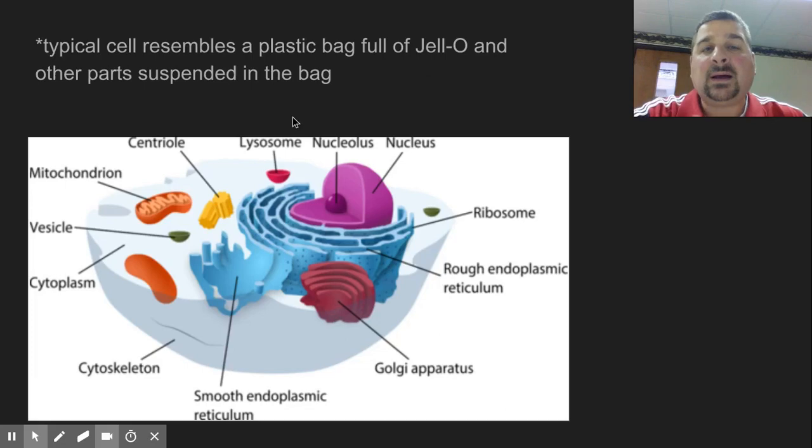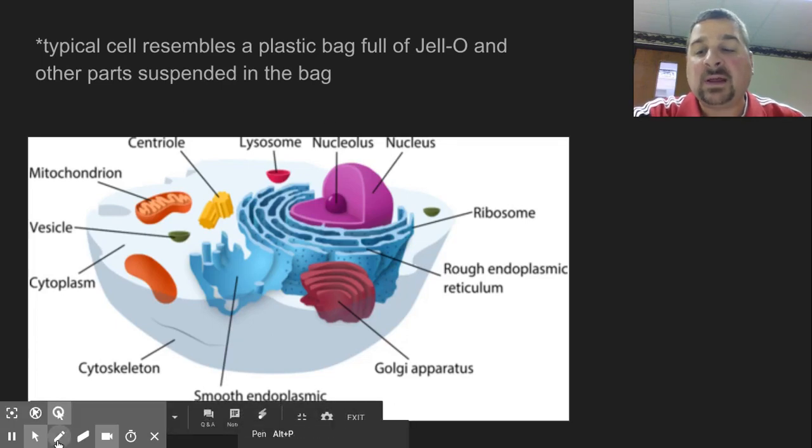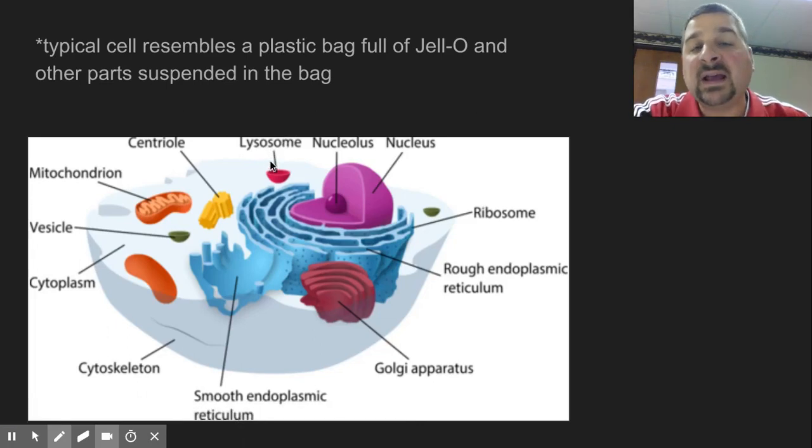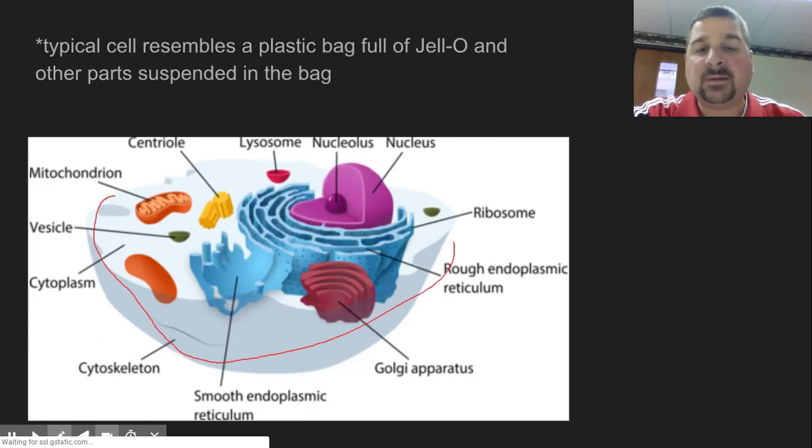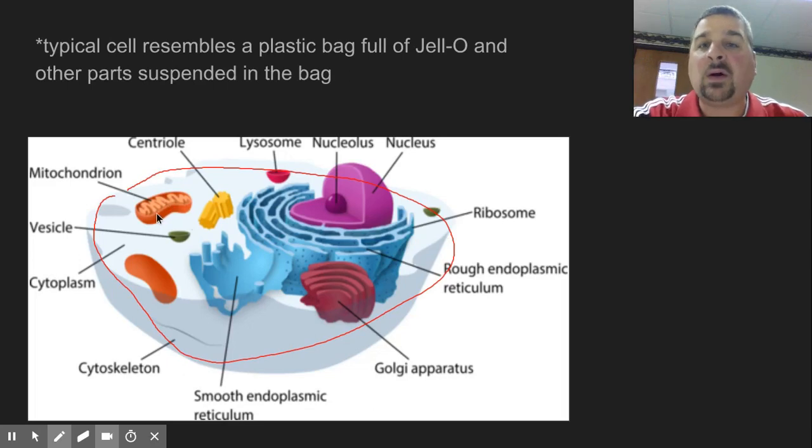The cell, eukaryotic cells with all of these different organelles, we often say resembles a bag full of jello. It's kind of this liquidy fluid, and some of you have done those cells in a bag type projects in elementary school, where you have a container that is holding all these little pieces and parts, and they can move around inside the cell. So we want to begin to look at what are some of these pieces and parts of the cell.